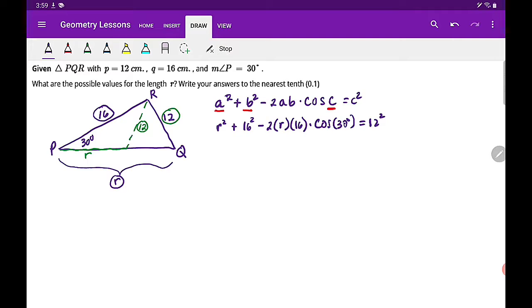Okay, so now let's do some simplifying. It's going to be r squared plus, 16 squared is 256, 2 times 16 is 32, minus 32r times, well, cosine 30 degrees is 0.866.